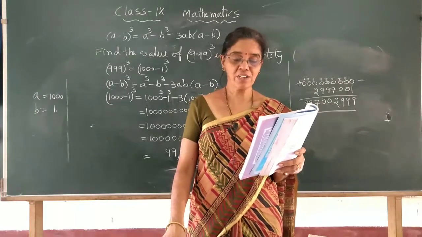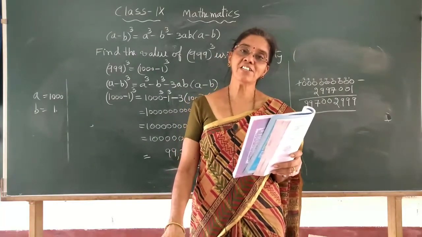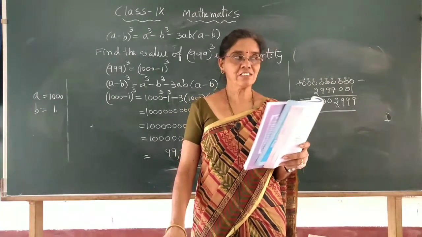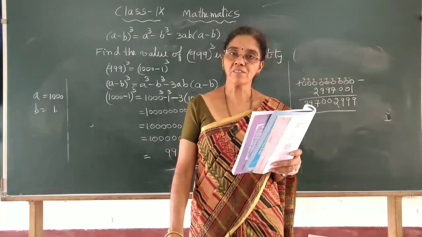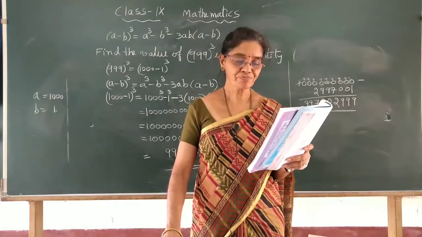Here 99 cube is there, 100 minus 1 cube, do it and get the answer. Then 102 cube, yesterday we did that example, so you try once again to get the answer. And here the last one, 998 cube is given, you take 1000 minus how much? Instead of 1, you have to take 2 here, then you will get your answer.